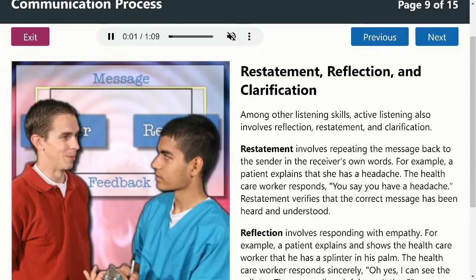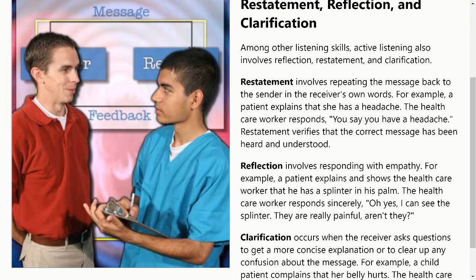Restatement. Among other listening skills, active listening also involves reflection, restatement, and clarification. Restatement involves repeating the message back to the sender in the receiver's own words. For example, a patient explains that she has a headache. The healthcare worker responds, "You say you have a headache." Restatement verifies that the correct message has been heard and understood. So your patient's telling you about their headache, and you repeat it back to them that you have a headache.